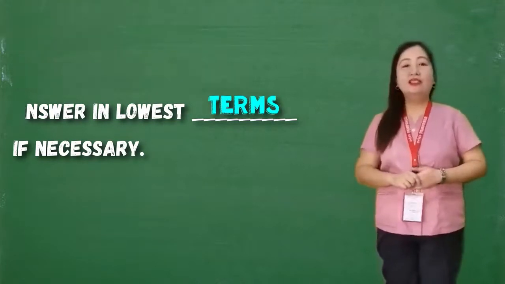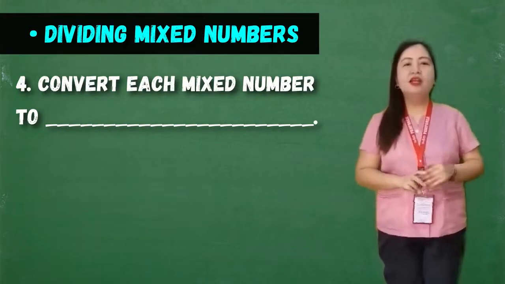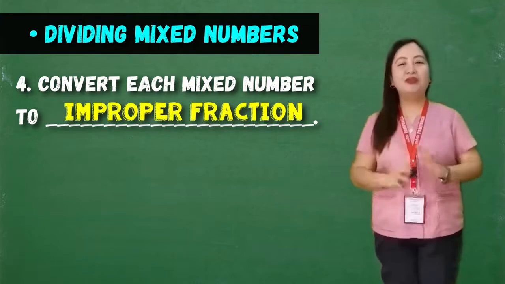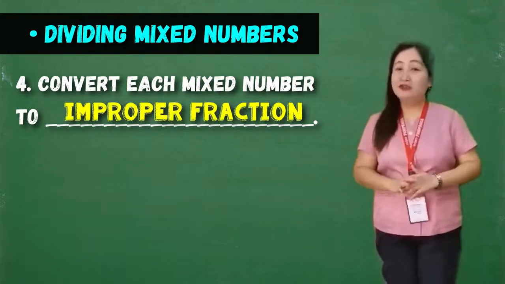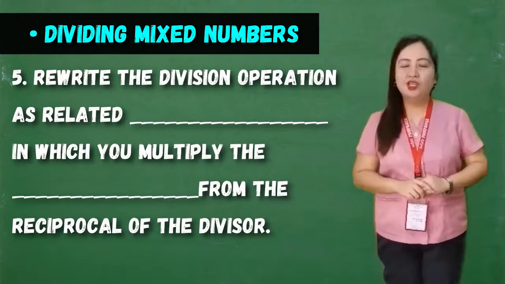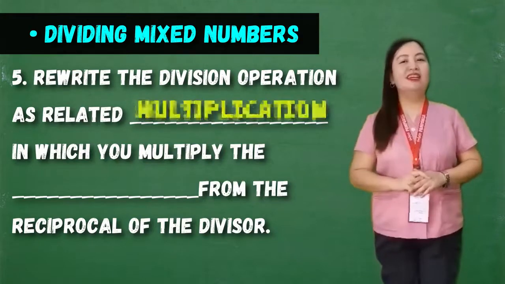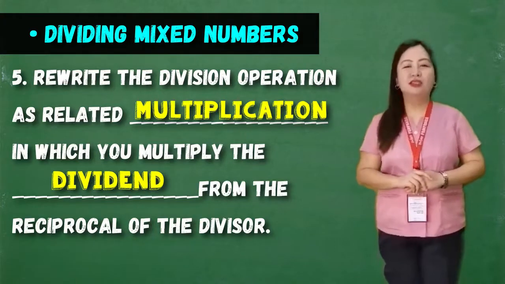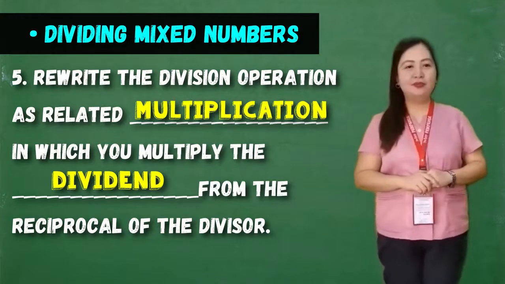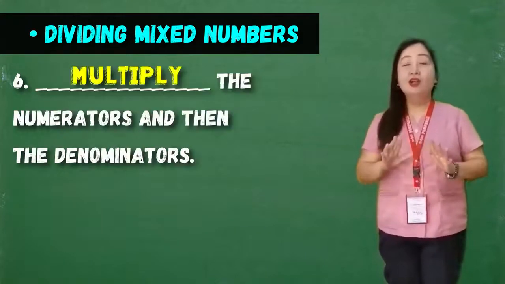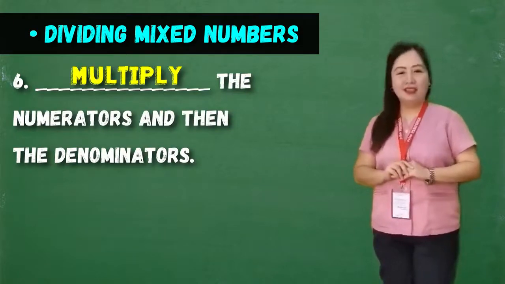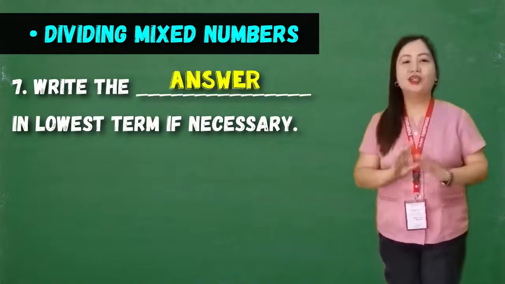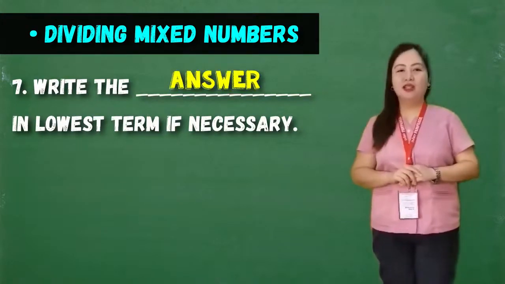Let's proceed in dividing mixed numbers. Number 4, convert each mixed number to improper fraction. Correct. Number 5, write the division operation as related multiplication in which you multiply the dividend from the reciprocal of the divisor. 6, multiply the numerators and then the denominators. And 7, write the answer in lowest terms if necessary.